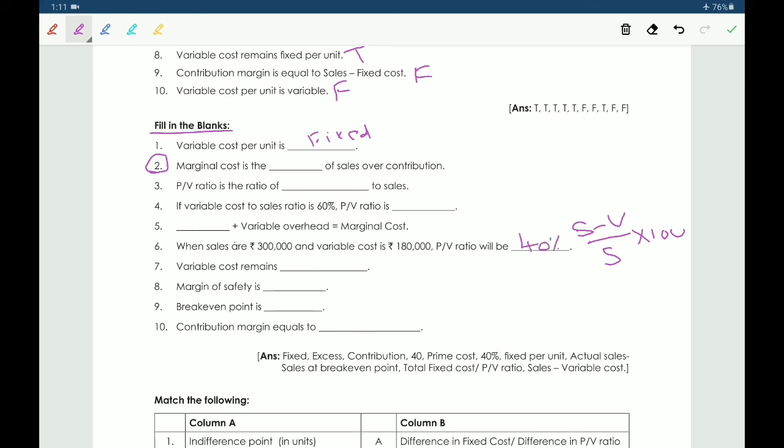Seventh one, variable cost remains fixed per unit. Eighth one, margin of safety formula, profit by PV ratio or actual sales minus break-even point sales. So actual sales minus break-even point sales. Next, break-even point is fixed cost by PV ratio. Next, contribution margin equals sales minus variable cost. This is the contribution margin.